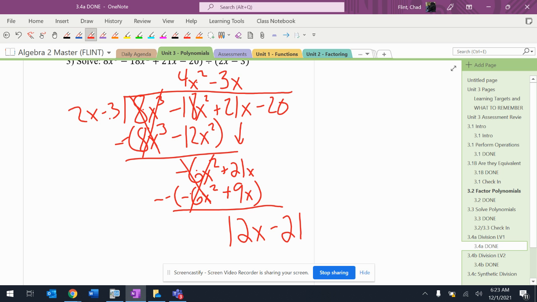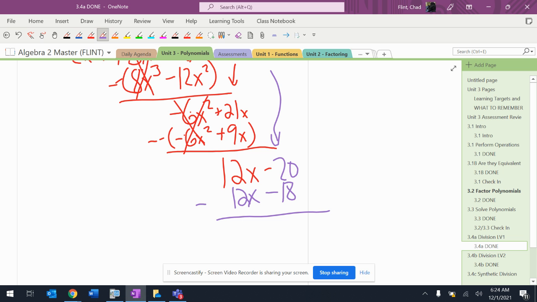Minus 21. Whoops, not minus 21. Minus. So bring the next term down. So how do I get a 12x from a 2x with multiplication? Plus 6. 6 times 2x is 12x. 6 times 3 is negative 18. 12 minus 12 cancels. Good. Negative 20 minus 18 leaves me with a 2.